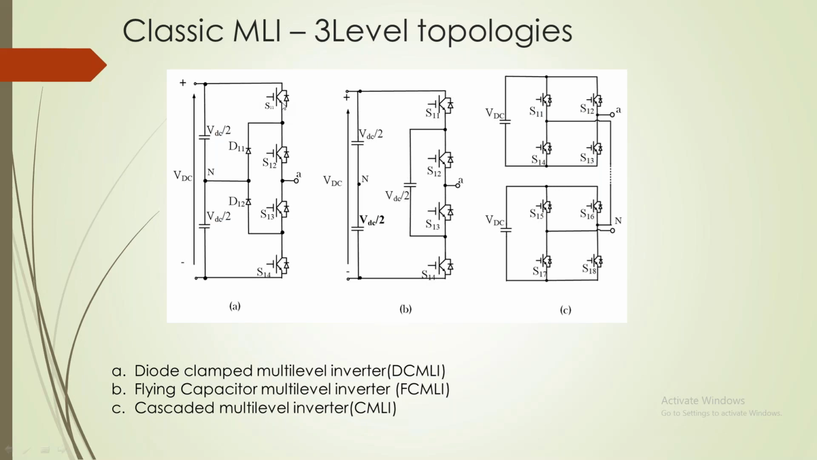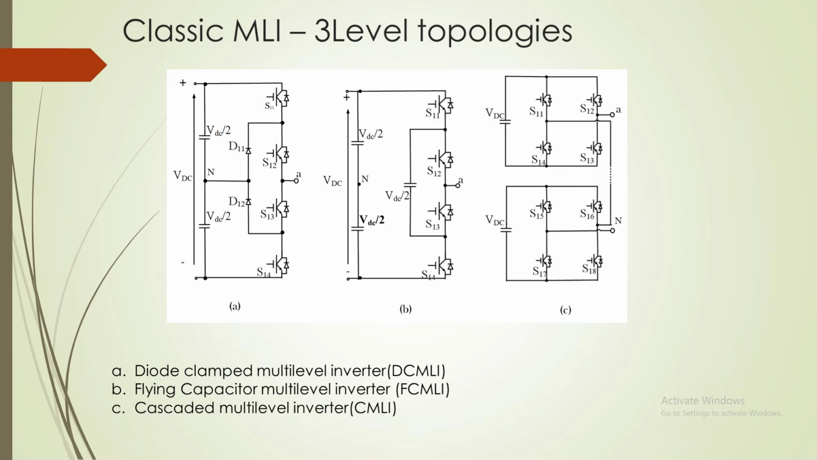In the switching table, when the top two switches, S11 and S12, are turned on, what happens? A is connected to the plus terminal of the DC rail, and VAN will be equal to plus VDC by 2. That is the first level of voltage.